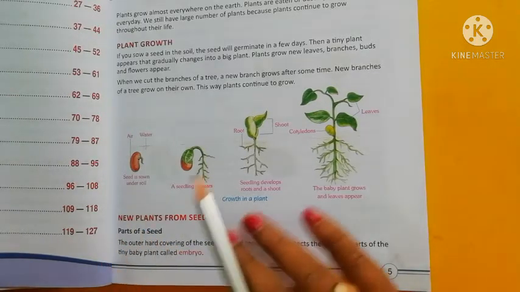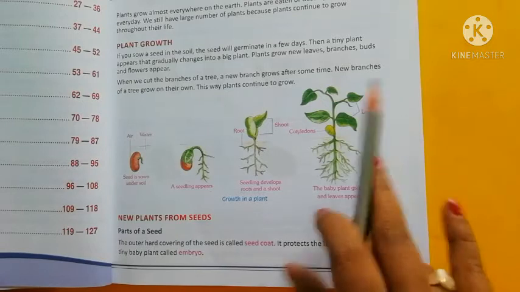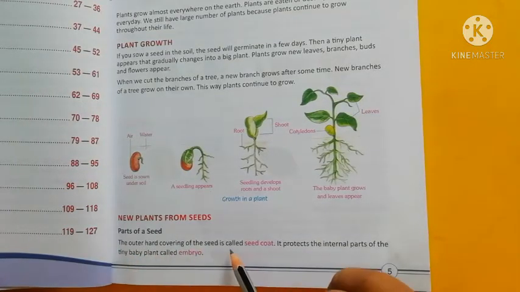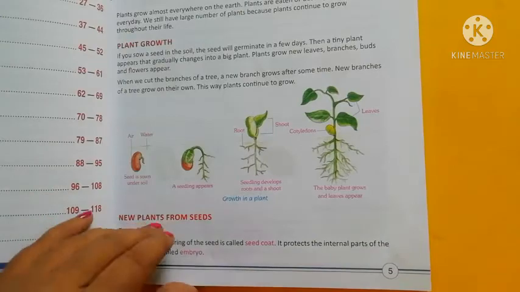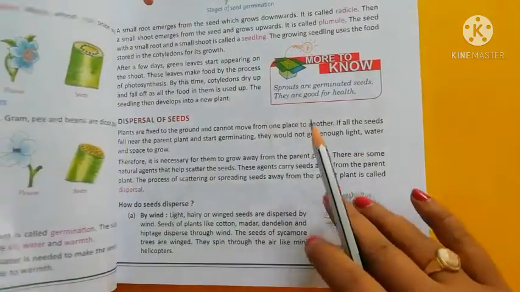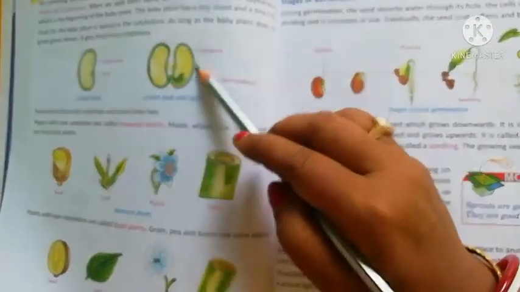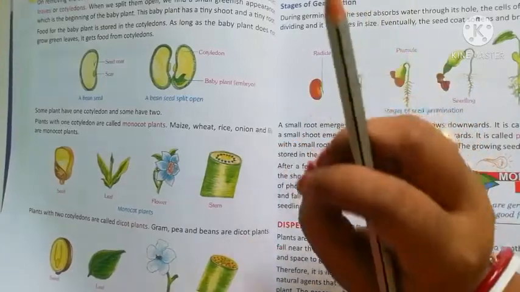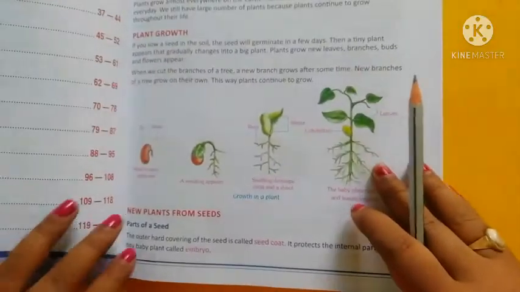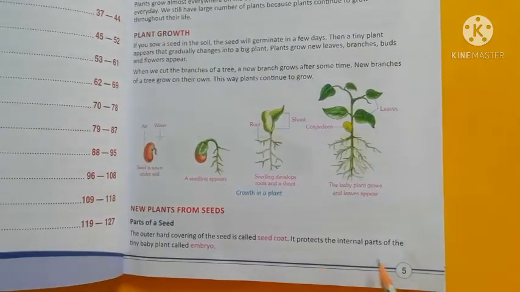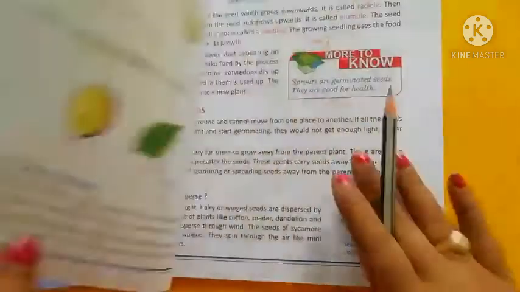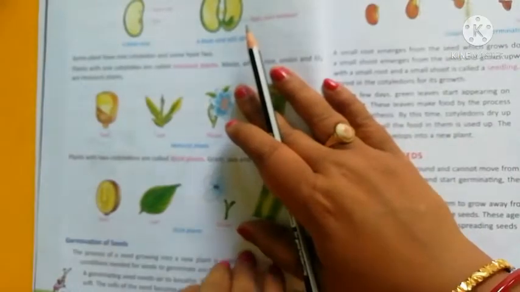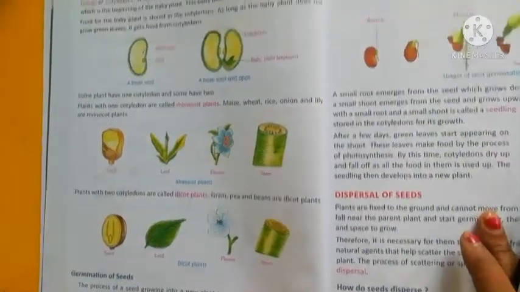Parts of a seed. Here we will learn parts of seed. The outer hard covering of the seed is called seed coat. You can see sometimes the seed coat is in green color, sometimes it's in brown color. It protects the internal parts of the tiny baby plant called embryo. The tiny baby plant is called embryo. It protects the internal part of the seed.